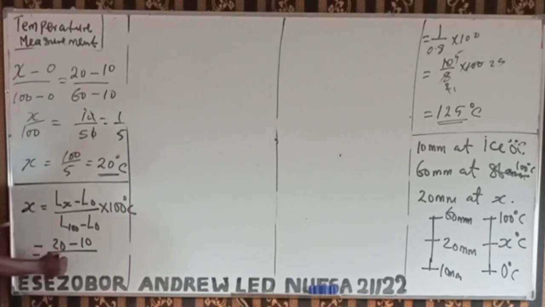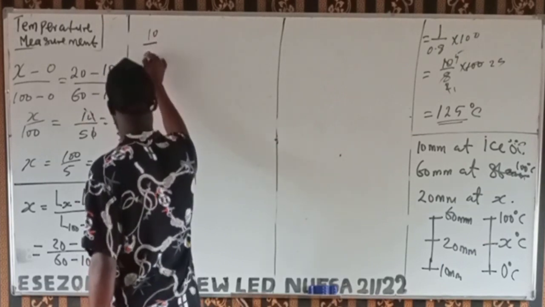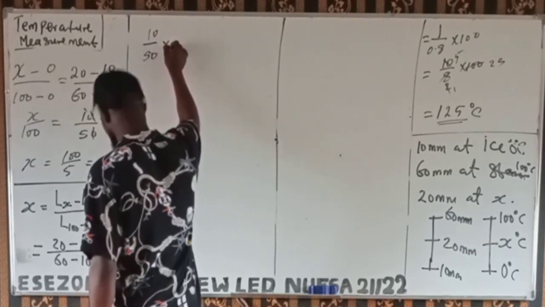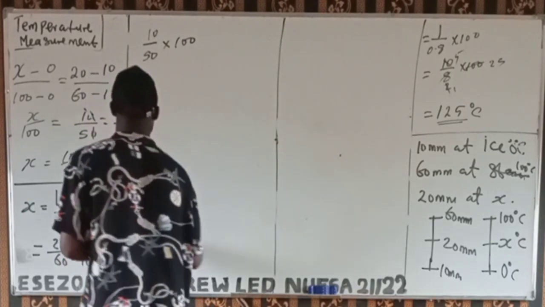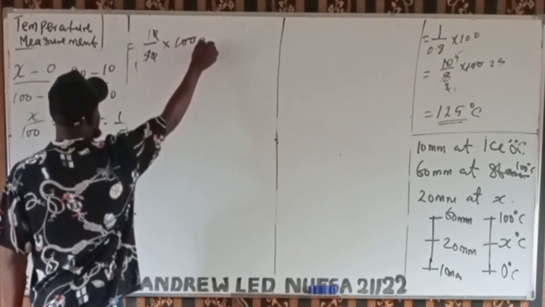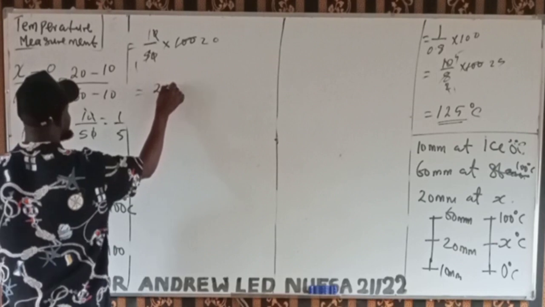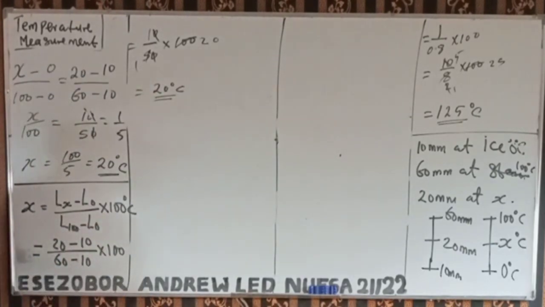The length at 100 was 60, and the length at 0 was 10. So 20 minus 10, that's 10, over 50, times 100. Let's go, that gives us something very nice. Cancel this, 5 here, 1, 5 here, that's 20. 20 times 1, we get 20 degrees Celsius. So our 20 millimeters will correspond to 20 degrees Celsius.